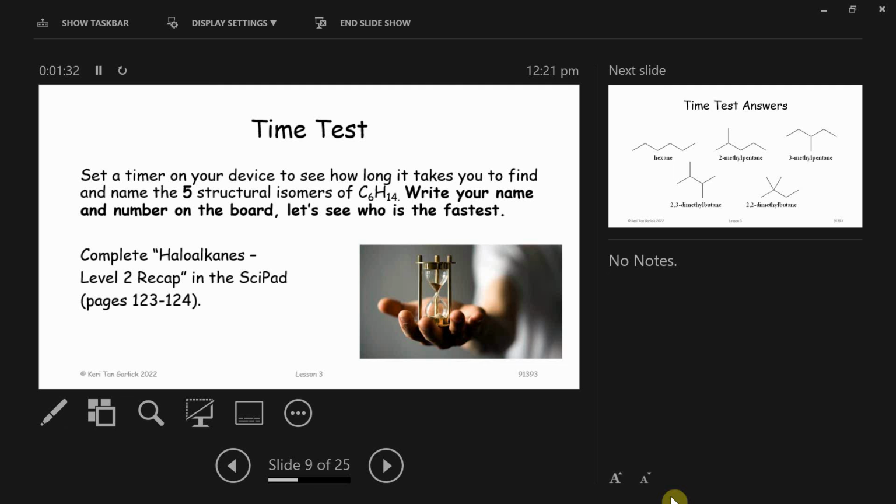How long does it take you to find the five isomers? I'm happy if you want to work together or by yourself, but set yourself a timer. And then write your name and your time on the board.